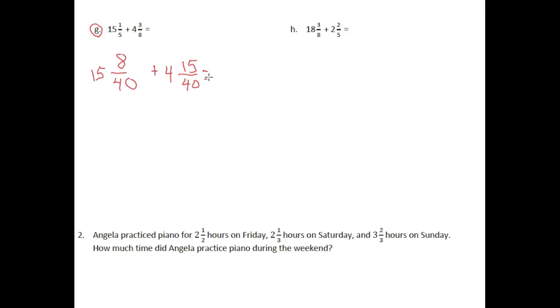Now when we combine them, we know that 15 plus 4 is 1 smaller than 15 plus 5. So it's not going to be 20. It's going to be one less than that, 19. And now when we say 8 plus 15, you can think 5, 6, 7, 8, leaving you 3 left over, so that's going to be 23. 9/40ths.